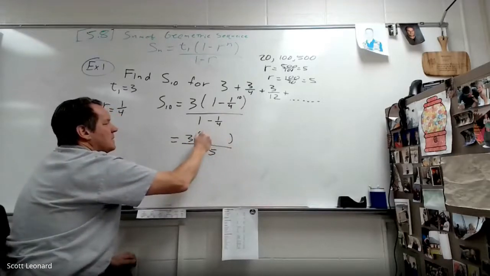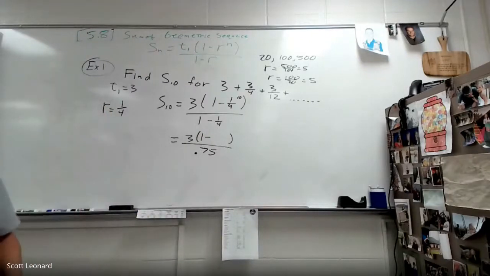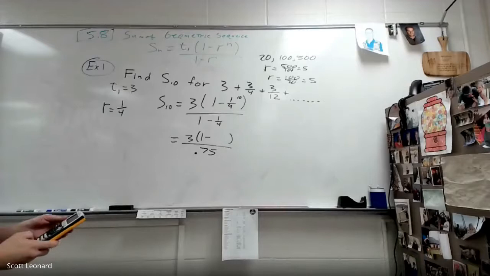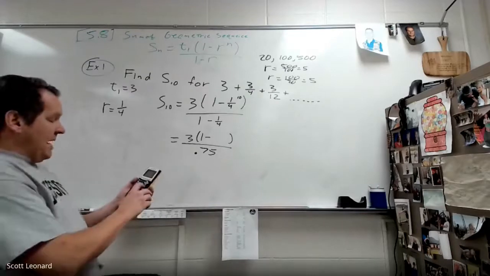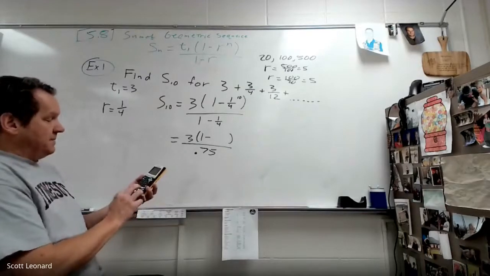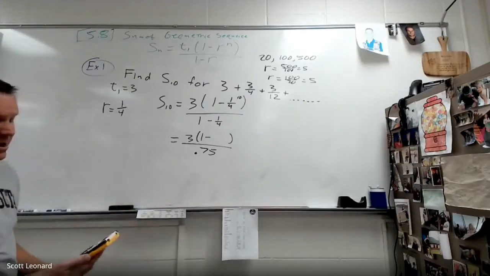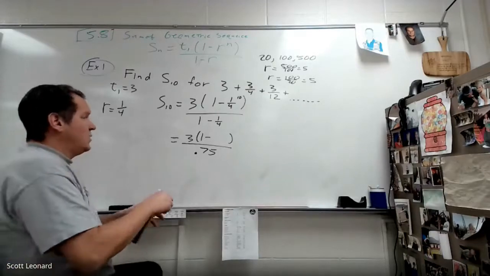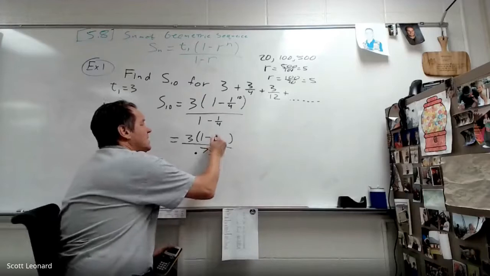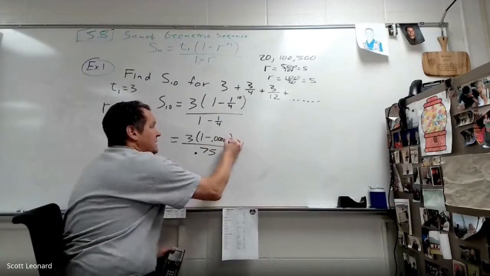I'm gonna have 1 minus 1/4 to the 10th power. So I'm gonna go 1 divided by 4. I'm gonna get an answer of 0.25. And then I'm gonna hit my exponent button. I'm gonna type in 10, okay? I'm gonna get a really, really long decimal. It's 0.000, a total of 6 zeros, 5, 6, 9, 5, 3, 6.